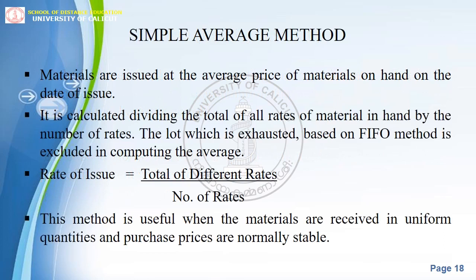Simple average method. Average cost methods are based on the assumption that the materials purchased in different lots are stored together and an issue cannot be made from any specific lot. Therefore, materials are issued at the average cost price irrespective of the date and price of the purchase. The formula for rate of issue is total of different rates divided by number of rates.